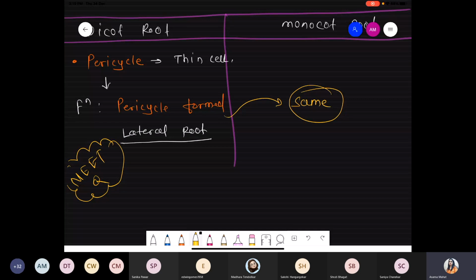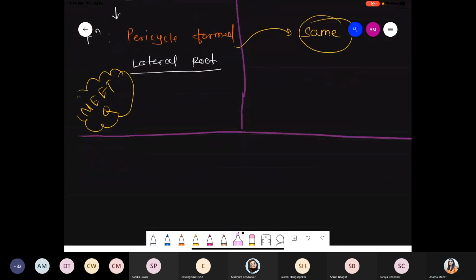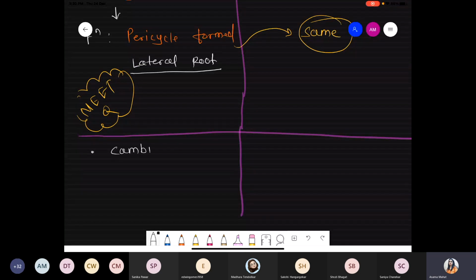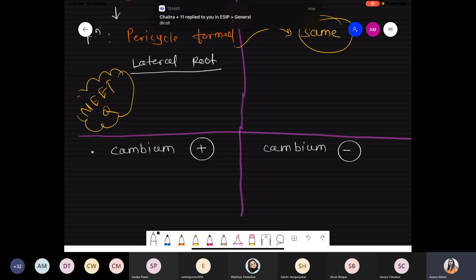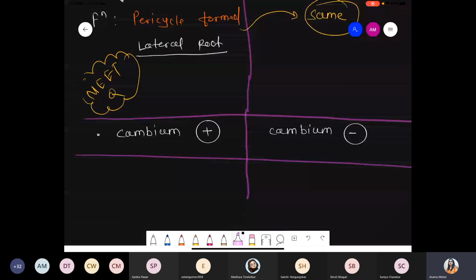Okay. Now, after the pericycle point, we are talking about cambium. So quickly tell me, is cambium present in dicot or monocot? Next point, we are talking about cambium present and cambium absent. So quickly tell me where cambium is present and where it is absent. Yes, in the case of the dicot, cambium is present, while in the case of the monocot, cambium is totally absent. So obviously, if absent, there is no significance. That's it.